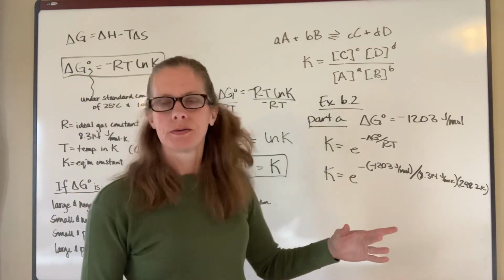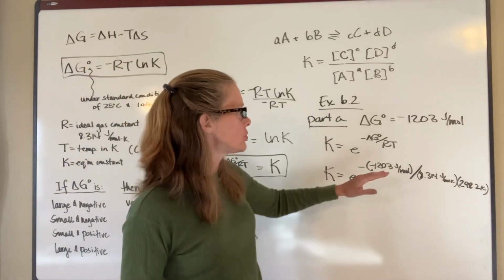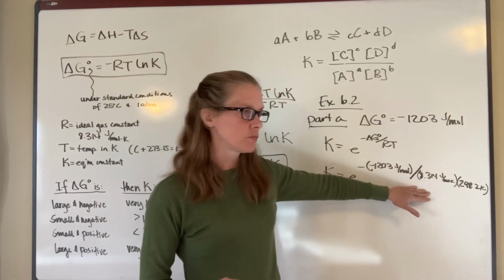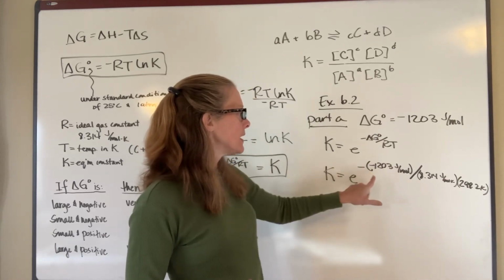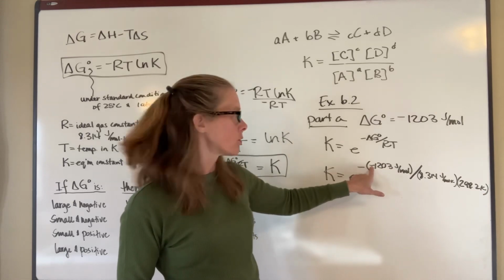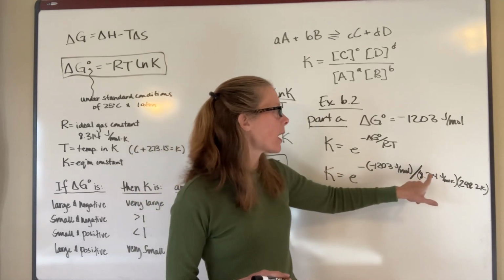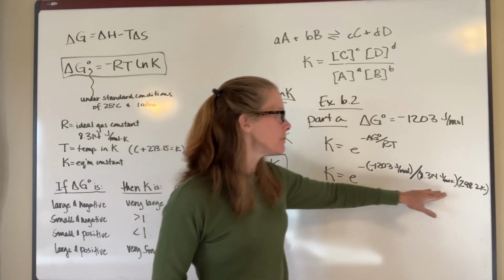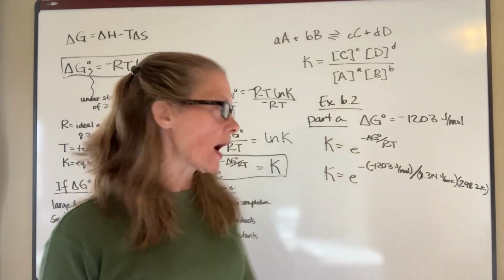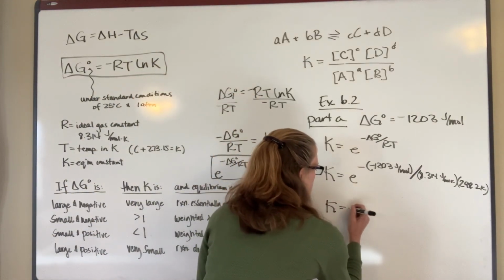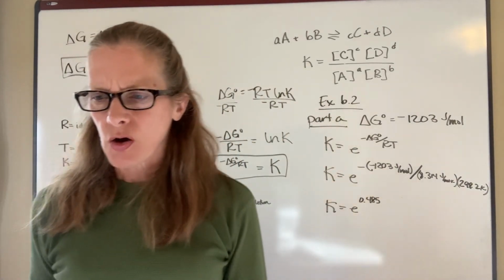Okay. Tricky part here is basically just figuring out how your calculator works. So what you want to do is go up here to this exponent and get this part typed in first. You're going to type in 1203. This negative and this negative are going to cancel each other out and make it positive. So you can just type in a positive 1203 divided by 8.314 divided by 298.2. When you do that, you should end up with K equals e to the 0.485 power.